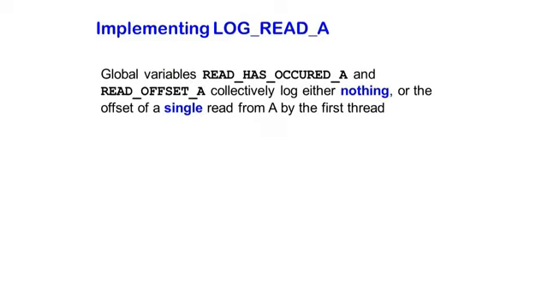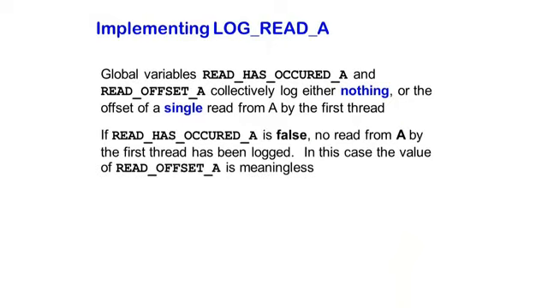And now what I need to show you is how we actually implement these procedures, log read A, check read A, etc., so that race checking is performed. So we have these global variables, read has occurred A and read offset A. And we use these variables to collectively log either nothing, if read has occurred A is false, we're saying we're not logging a read from A, or to log the offset of a single read from A by the first thread. So what does this look like?